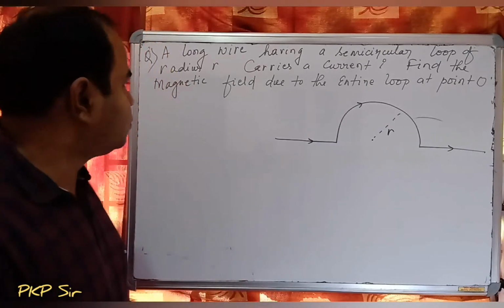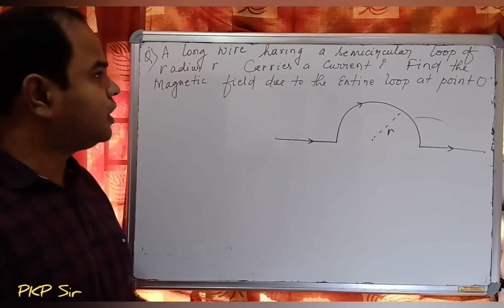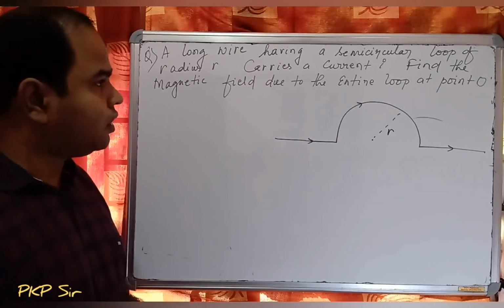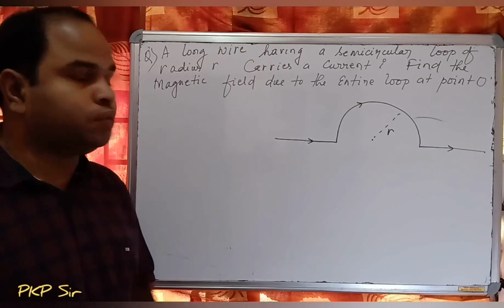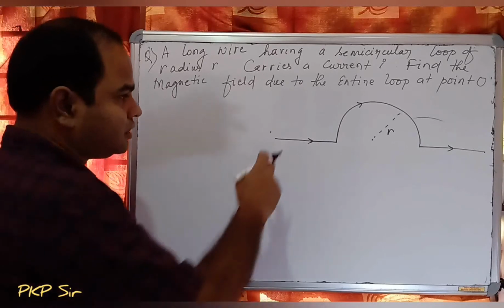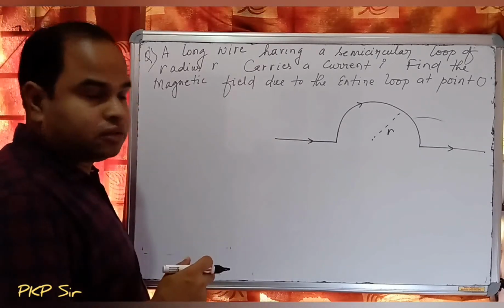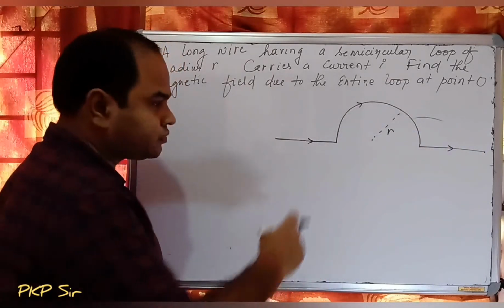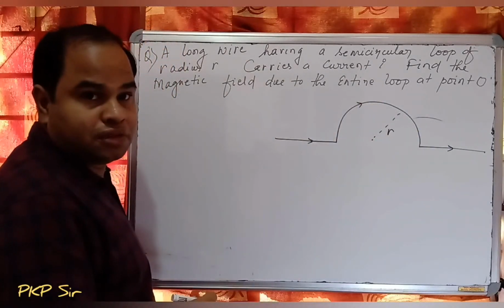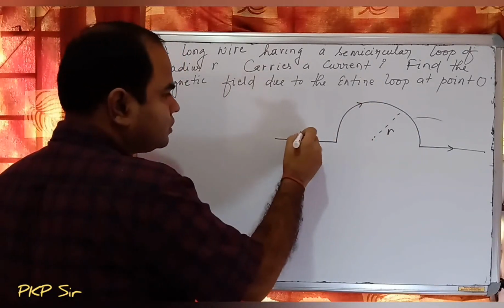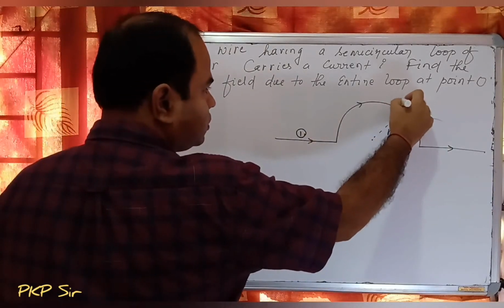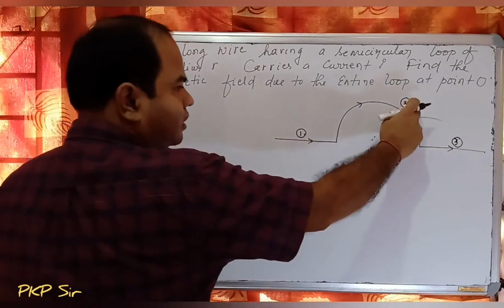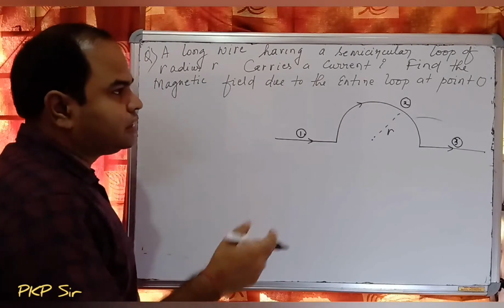Okay? The question is, a long wire having a semicircular loop of radius r carries a current I. Find the magnetic field due to the entire loop at center O. So this is a long wire, so that means it is an infinite wire. This side is infinite, that side is infinite, and this portion is semicircular. Okay? So we can divide this conductor into 3 parts: first conductor, second conductor, and third conductor. Okay? So it carries a current I.